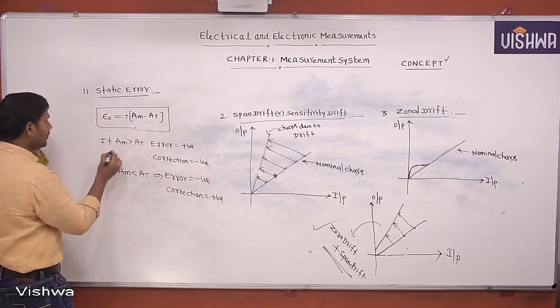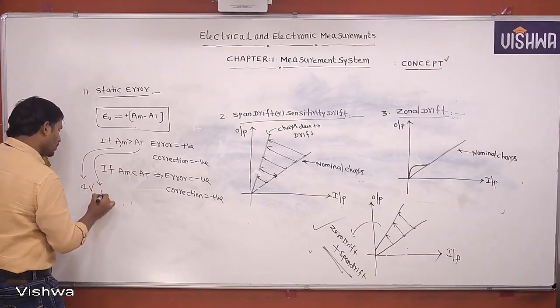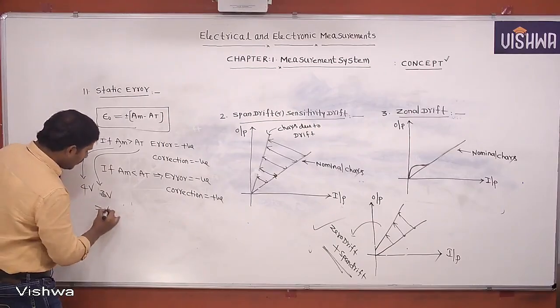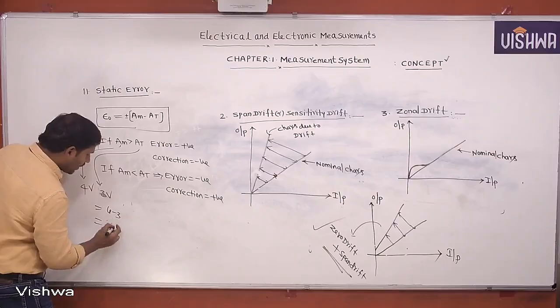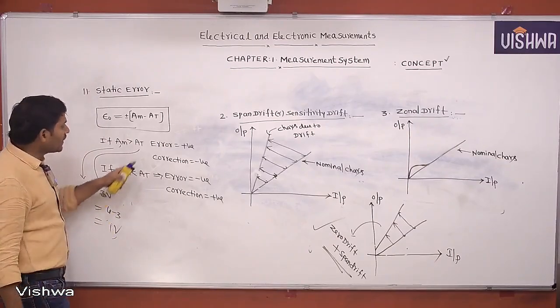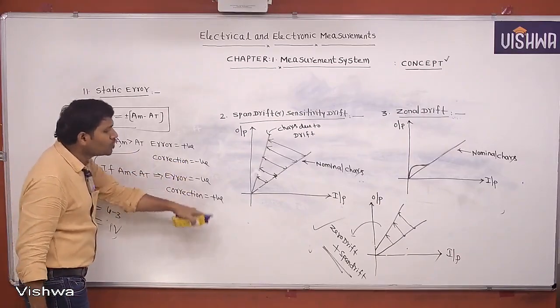For example, the measured value is 4 volts and the true value is 3 volts. Then what is the error? 4 minus 3, that is 1 volt. To make the error 0, how much can we add? Minus 1 volt. That's why if the error is positive, the correction should be negative. If the error is negative, the correction should be positive.